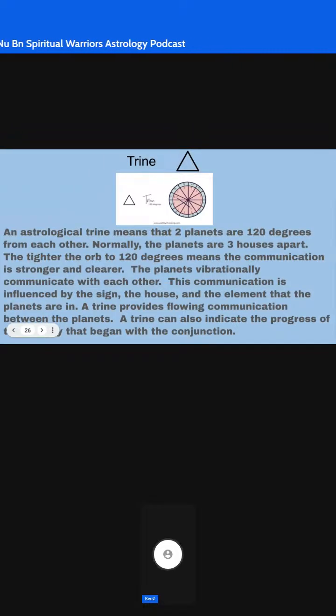The planets vibrationally communicate with each other. This communication is influenced by the sign, the house, and the element that the planets are in. A trine provides flowing communication between the planets. A trine can also indicate the progress of the journey that began with the conjunction.